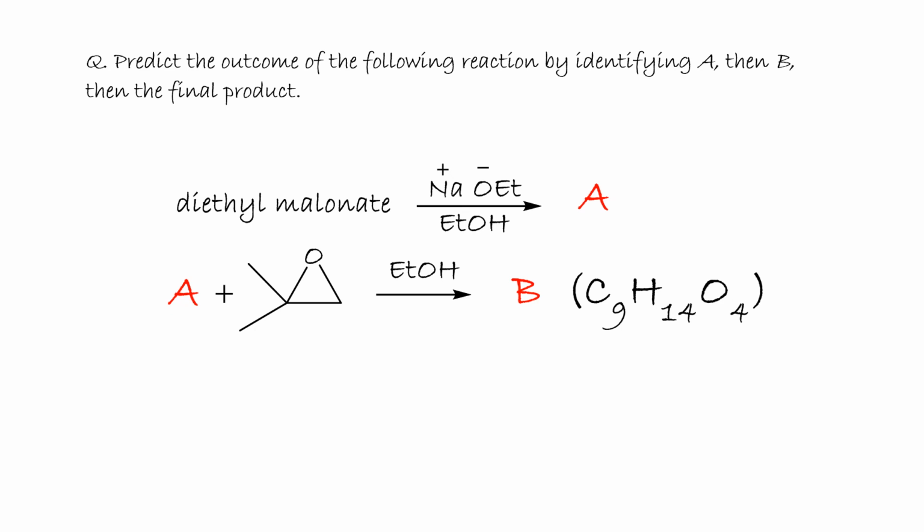Predict the outcome of the following reaction by identifying A, then B, then the final product. Diethyl malonate with sodium ethoxide, ethanol. What is the structure of A? Reacting A with 2,2-dimethyloxirane in alcohol, we get compound B, C9H14O4.